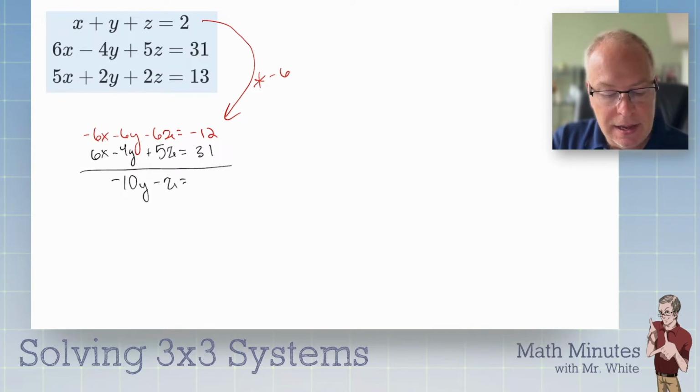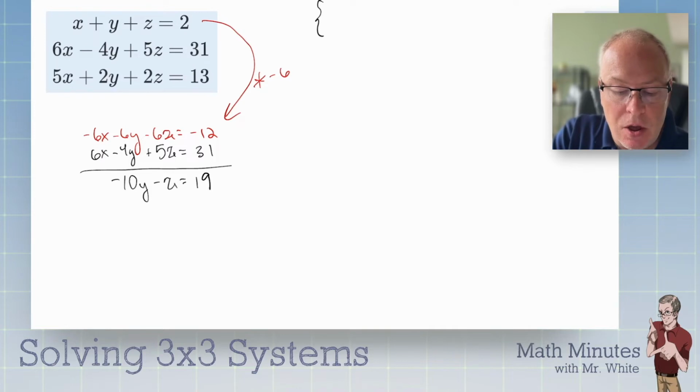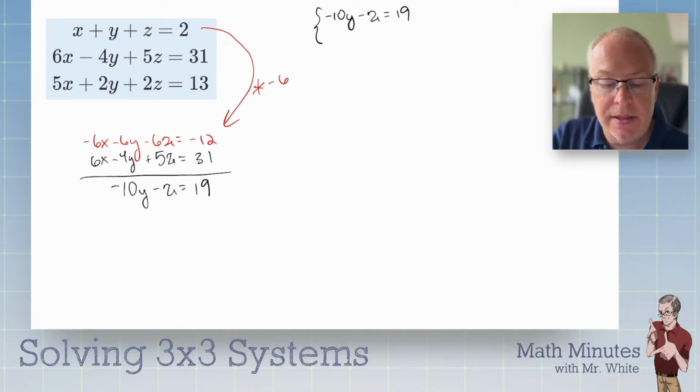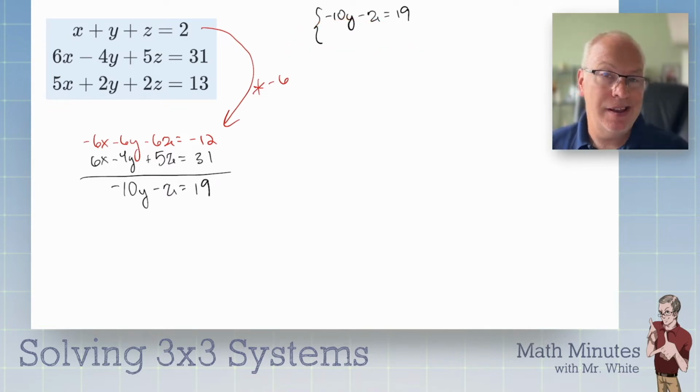And I get 19. All right, and notice I have a YZ equation. I'm going to just tuck that off to the side over here: negative 10y minus z equals 19. We're going to hang on to that. We have to, in fact, have another YZ equation in here. It has to be a YZ equation. It can't be like XY or XZ. It has to be YZ, just like the first.